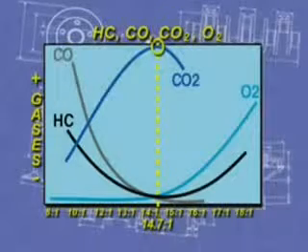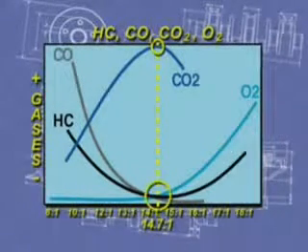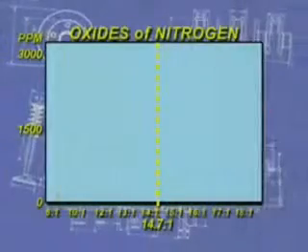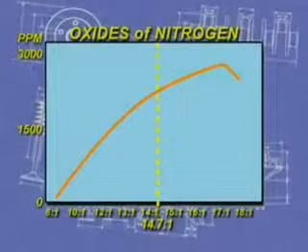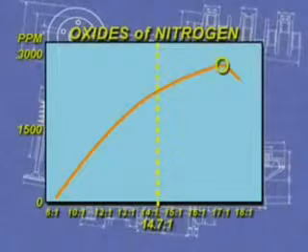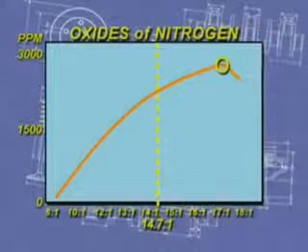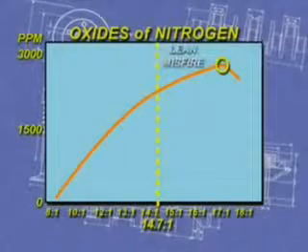Notice that the production of CO2 is inversely proportional to the production of the other gases. Finally, NOx production increases as the mixture becomes leaner. Notice that the highest levels of NOx are generated at approximately 17:1, which is just short of the lean misfire point.